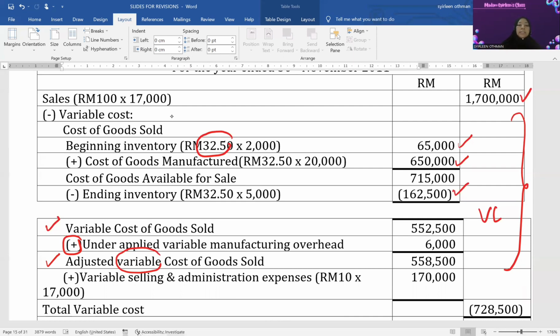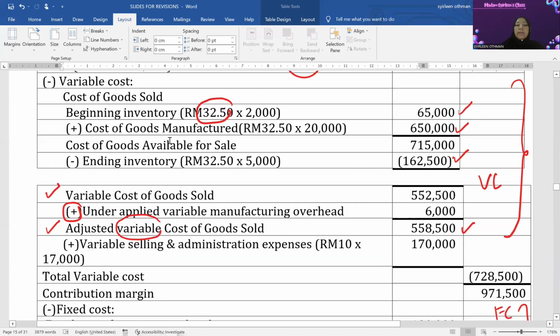Okay, so once you dah dapat variable cost of goods sold, because to get your contribution margin, that means you need to take your sales amount, you need to minus with your variable cost. Variable cost, yeah, that means any variable cost that is incurred in the question. Okay, so besides having the variable cost of goods sold, kita ada satu lagi variable cost, which is variable selling and admin.